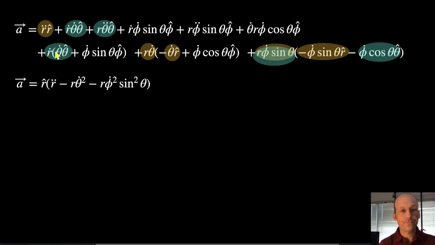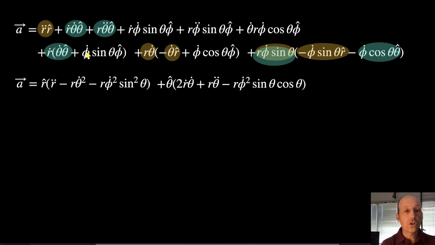That's a two term. And then over here I have r phi dot sine theta times negative phi dot cosine theta theta hat. That's going to give me a theta hat term too. So for theta hat, I get two of those, two r dot theta dots. And then I have r theta double dot, and then minus r phi dot squared sine theta cosine theta.